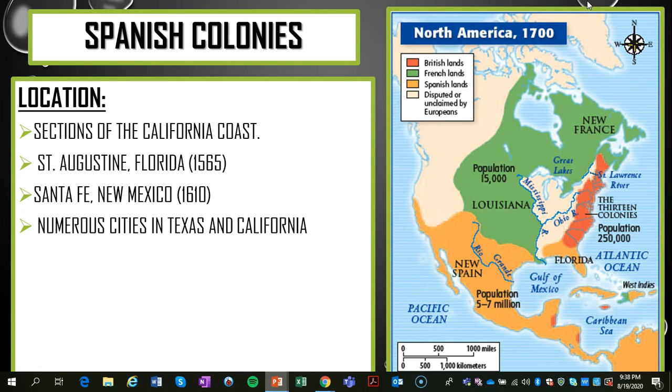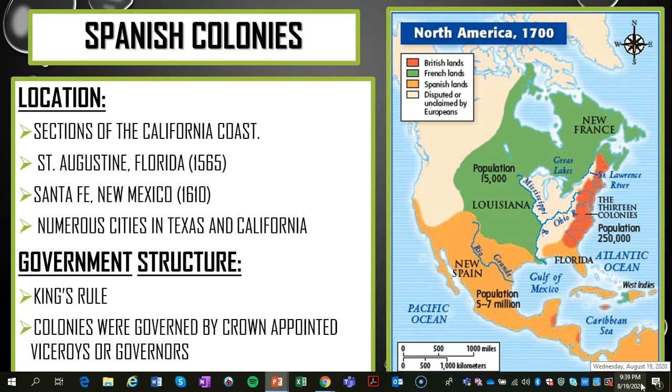So, where were these Spanish colonies located? All along the coast of California, as you can see here. You can see St. Augustine, Florida, which is one of the oldest settlements in North America. This was founded in 1565. Santa Fe, New Mexico, founded in 1610, and they had other cities in present-day Texas and California. And then you can see in the map, they go all the way through Mexico, Central America, and all the way through South America as well.